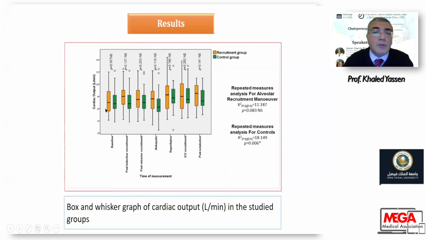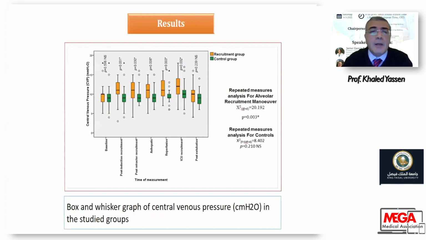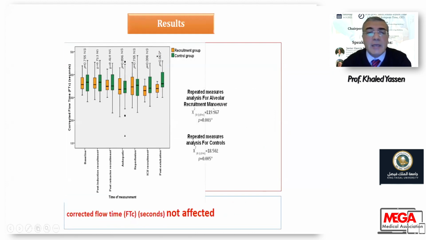Cardiac output during surgery was not affected in both groups. This means that recruitment, if done well and individualized, will not affect our hemodynamics. The central venous pressure, to our surprise, was affected and was increased in the recruitment group. But as we said, in the transesophageal Doppler, we use an alternative for a CVP, which is called corrected flow time.